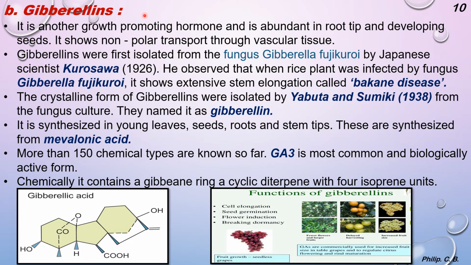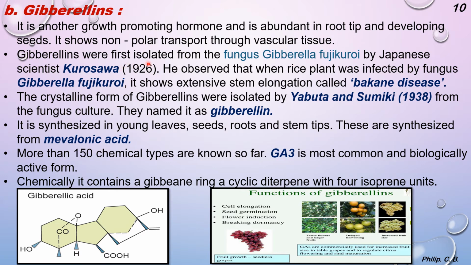Moving further, the second hormone, gibberellins. It is another growth promoting hormone and it is abundant in root tip and developing seeds. It shows non-polar transport through vascular tissue. Now, as we know, like auxin, gibberellin is also a growth promoting hormone. It is abundantly found in the root tip and the developing seeds.